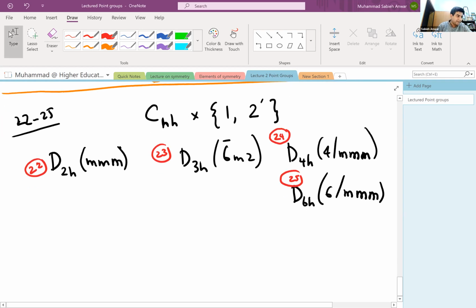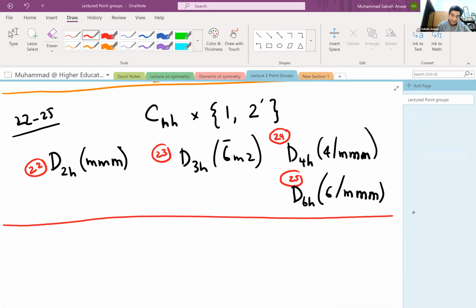Okay. For example, you can always keep on constructing these stereograms. I don't want to belabor you with this. Probably I give this as a homework.